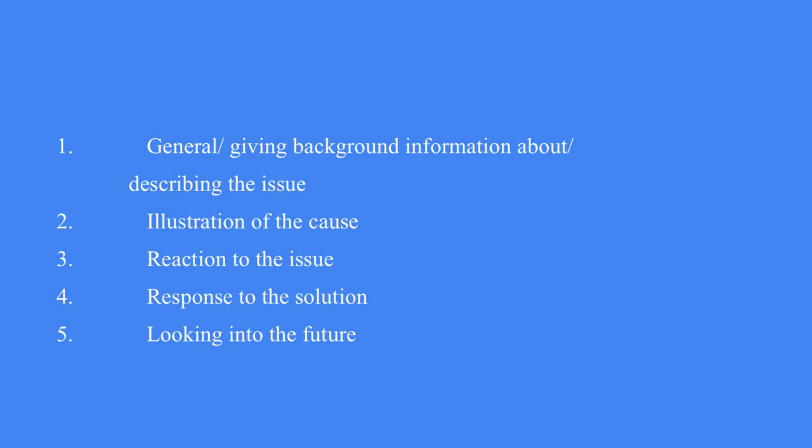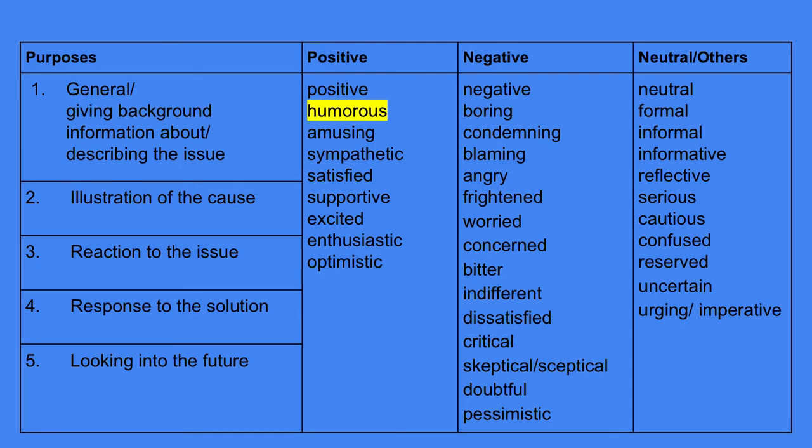But very often, the beginning of a text gives background information about the issue or describes the issue. When we read on, we might be able to find the illustration of the cause, the writer's reaction to the issue, or his or her response to the solution of a problem. Then towards the end, the writer might be trying to look into the future. You can use this table to help you.